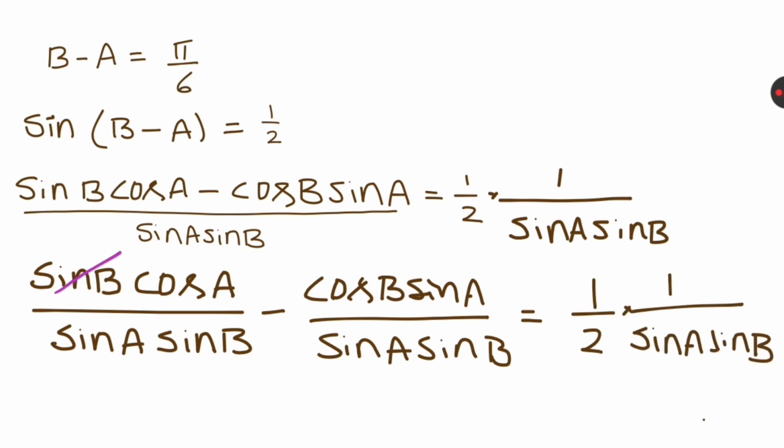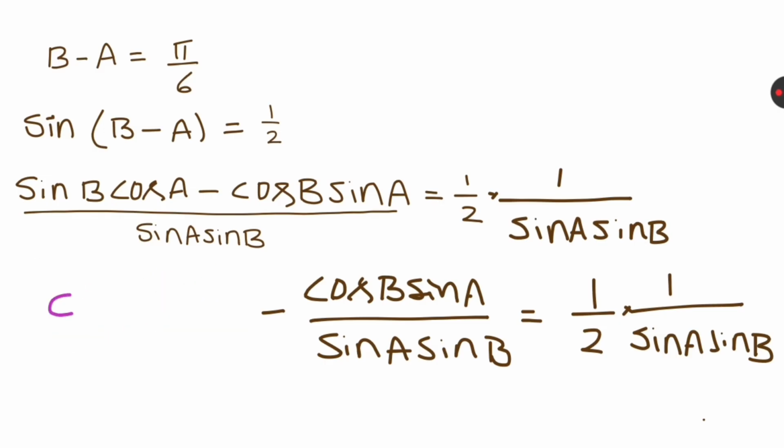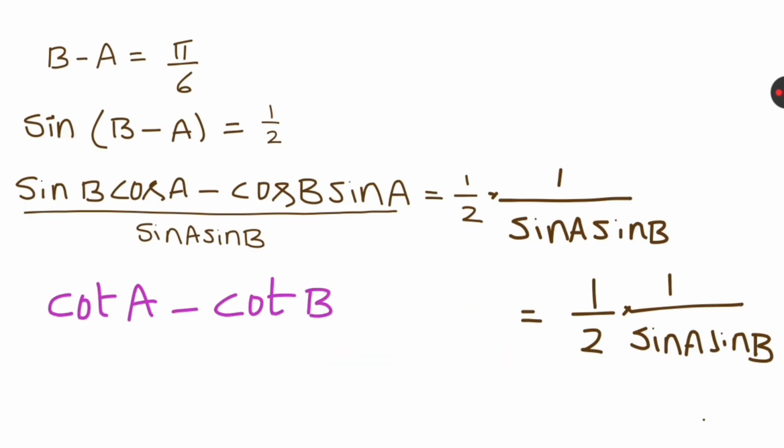Observe here, sine B gets cancelled, so we left only cos A over sine A, which is nothing but cot A. The first term converts into cot A minus, here observe sine A and sine A gets cancelled, so we left only cos B over sine B, which is nothing but cot B. On the right hand side, in the denominator we have a 2. So that's why both sides if you multiply by 2, then here 2 gets cancelled. So right hand side we left only 1 over sine A sine B.